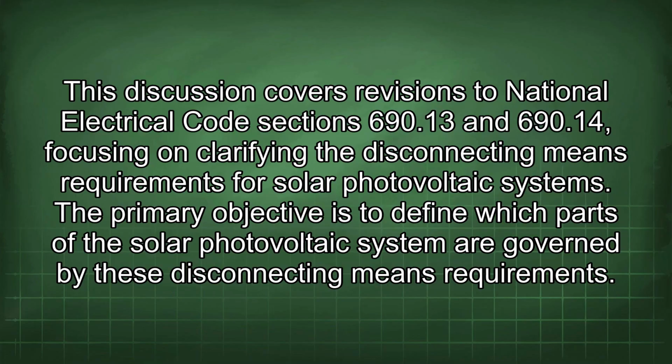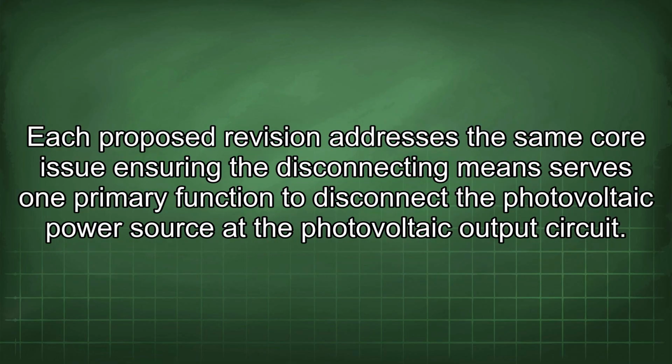This discussion covers revisions to National Electrical Code sections 690.13 and 690.14, focusing on clarifying the disconnecting means requirements for solar photovoltaic systems. The primary objective is to define which parts of the solar photovoltaic system are governed by these disconnecting means requirements. Each proposed revision addresses the same core issue, ensuring the disconnecting means serves one primary function: to disconnect the photovoltaic power source at the photovoltaic output circuit.